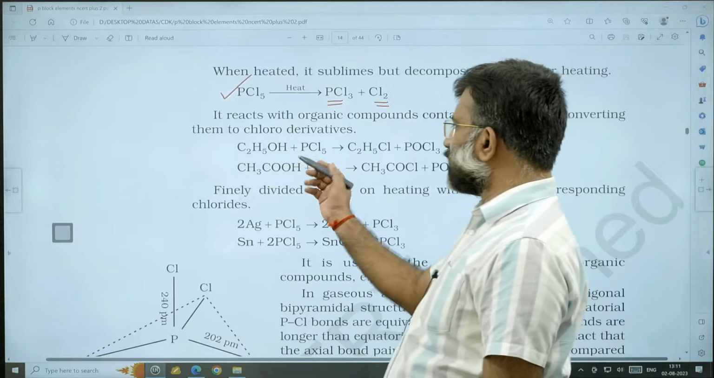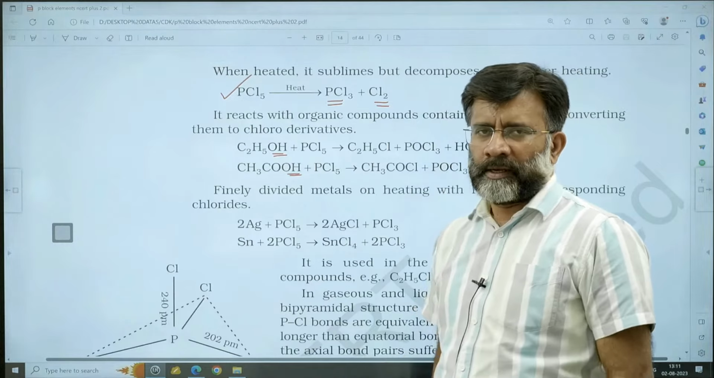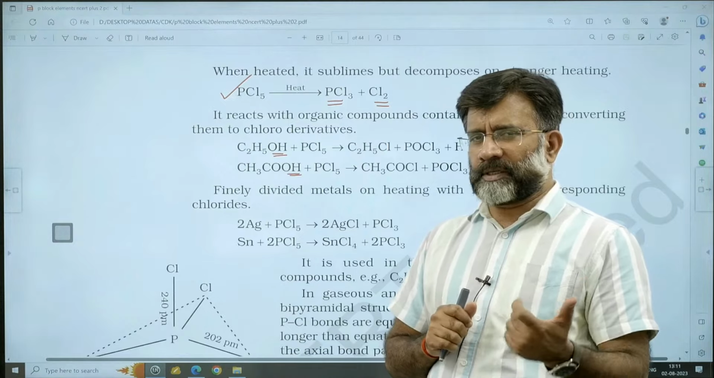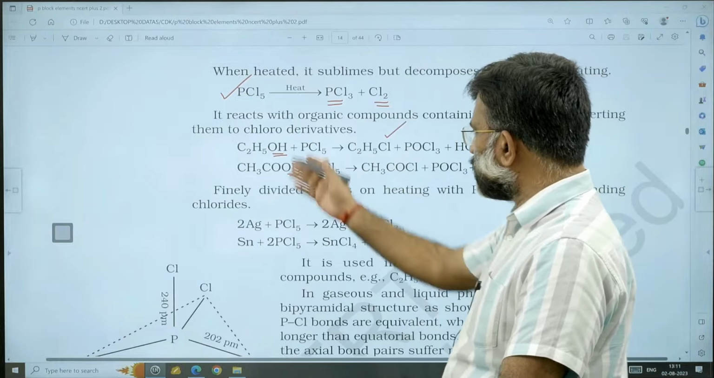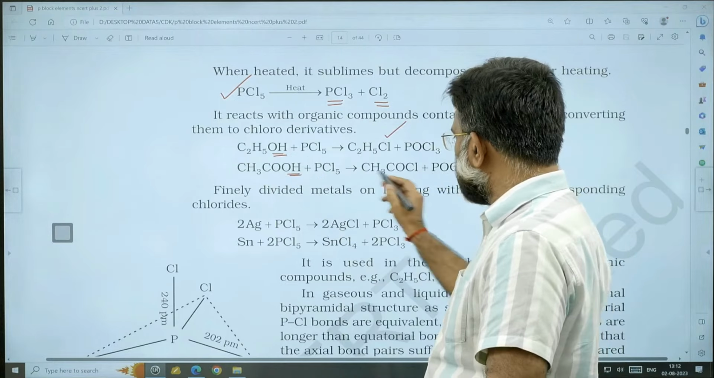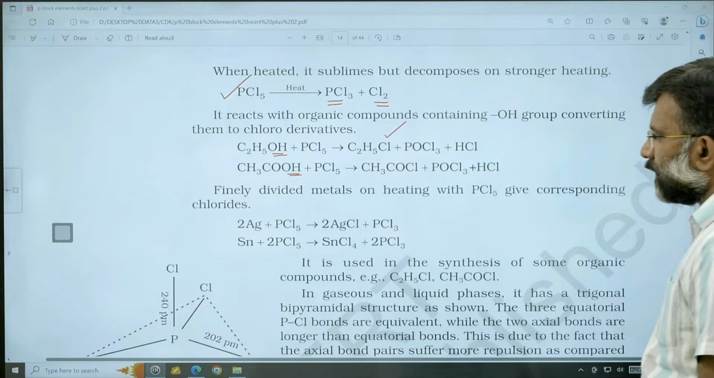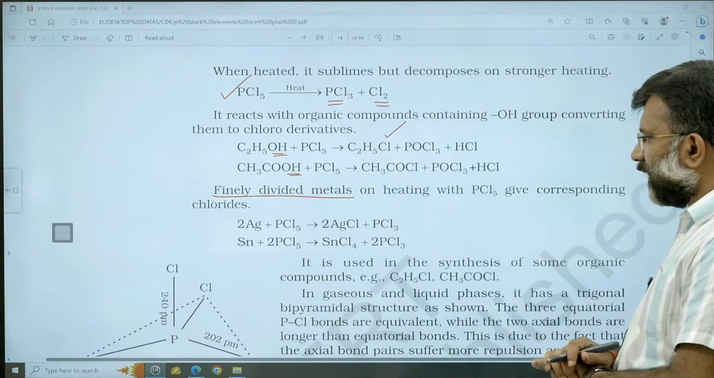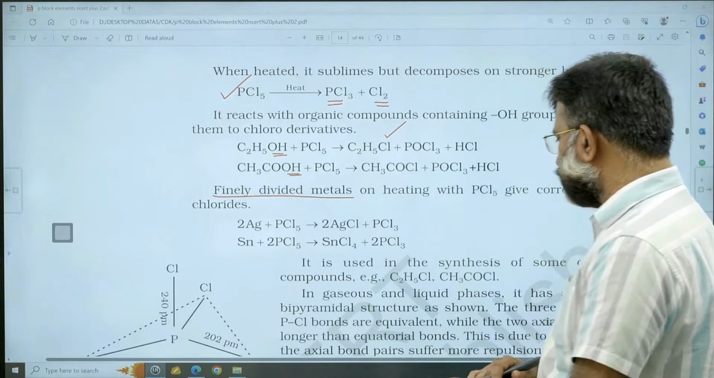Even it is interacting with the alcohols and the carboxylic acid, replacing that OH group. The OH group of alcohol, the OH group of carboxylic acid can be replaced by PCl5. You get this OH group replaced by chlorine, ethanol giving ethyl chloride. This OH group is replaced by chlorine, ethanoic acid giving ethanoyl chloride. Even it can react with the finely divided metals, forming metal chlorides and PCl3.